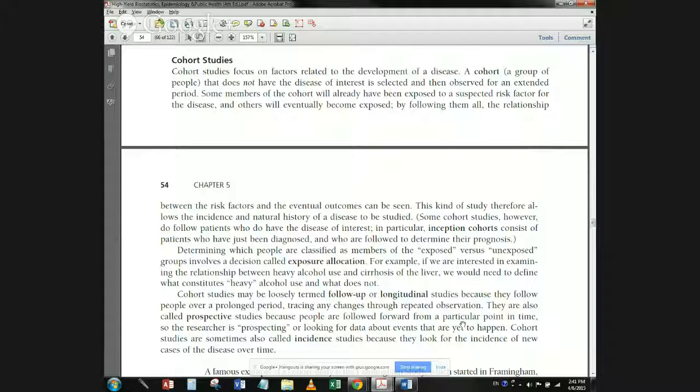Cohort studies may be loosely termed follow up or longitudinal studies because they follow people over a prolonged period, tracing any changes through repeated observation. They are also called prospective studies because people are followed forward from a particular point in time. So the researcher is prospecting or looking for data about events that are yet to happen. Cohort studies are sometimes also called incident studies because they look for the incidence of new cases of the disease over time.